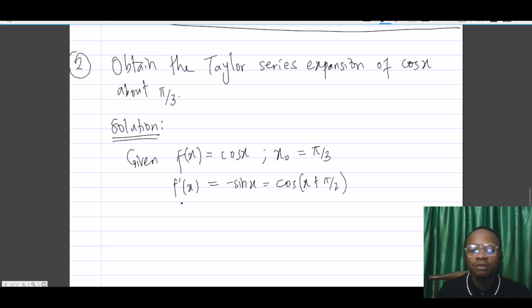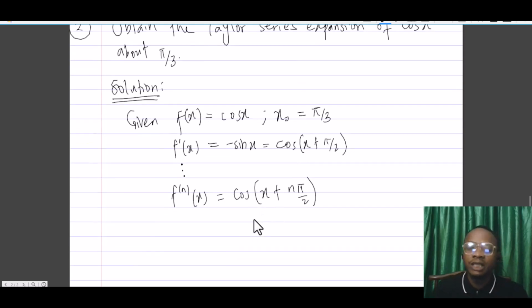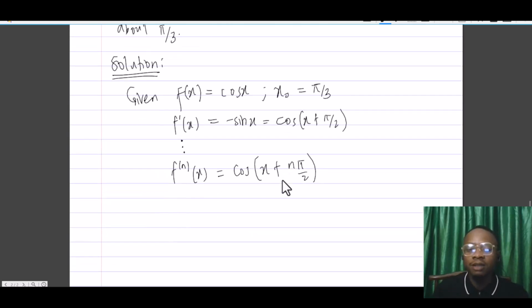And of course, from what we've done before, we know that the nth derivative of cos x is just cos of x plus n multiplying pi over 2. All right, so we know this is exactly what we need here. If we didn't have this before, we could just find it out.